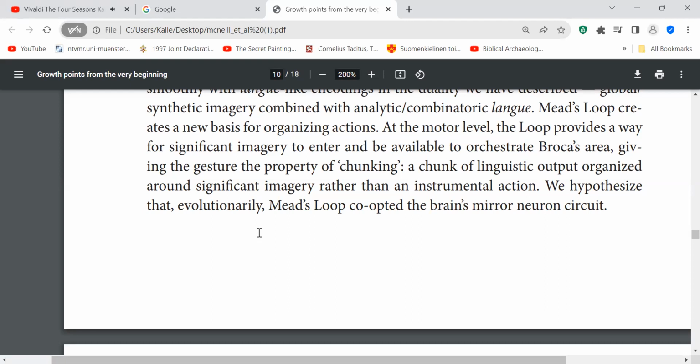We hypothesized that evolutionary Mead's loop co-opted the brain's mirror neuron circuit.